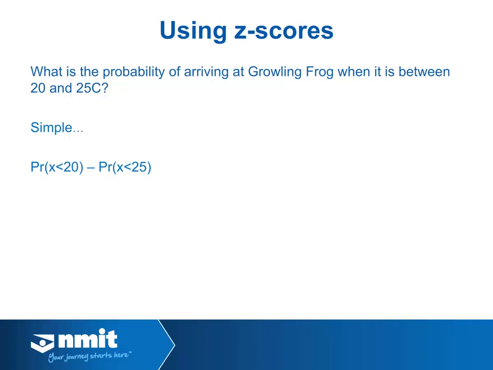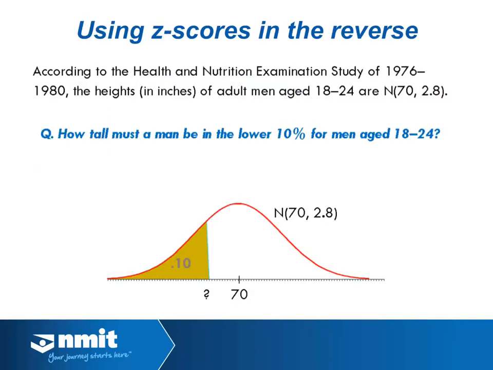Now we can take it further and ask, what's the probability of arriving at this vineyard, Growling Frog, when it is between 20 and 25? Well, this is just a simple matter. We get the area under the curve to the left of 25 after it's been standardized to a z-score, the area to the left of 20 after it's been standardized to create a z-score, and subtract one from the other, and that gives us the area under the curve between these two values. And as we saw at the very start of this lesson, that can be converted directly into a probability. That would give us the probability of arriving at this vineyard between those two temperatures. Simple.